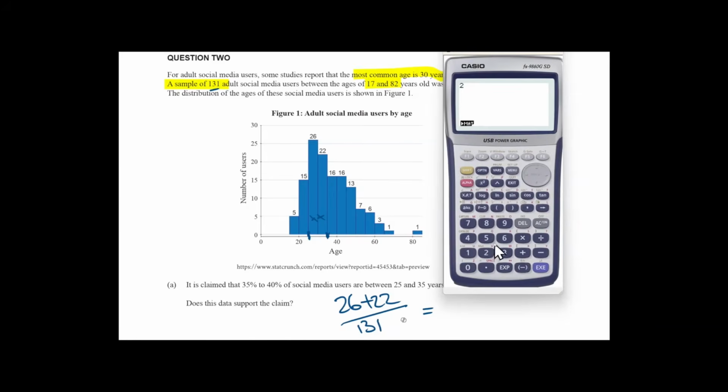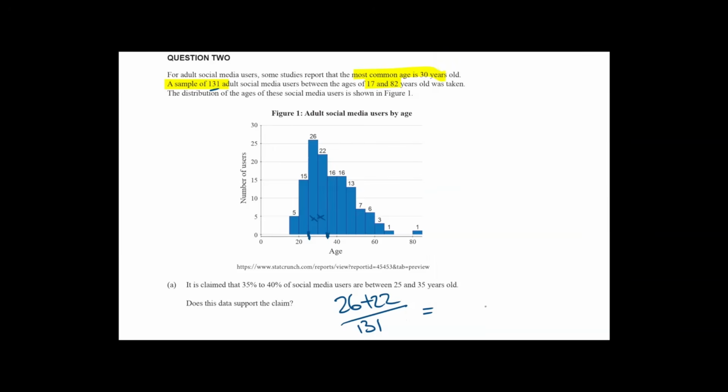Okay, 26 plus 22. So 48 of them are between those ages. Divide that by 131. So 0.364, which is 36.4%, which, yes, okay, that is definitely between 35 and 40. So really easy for a level 3 question.